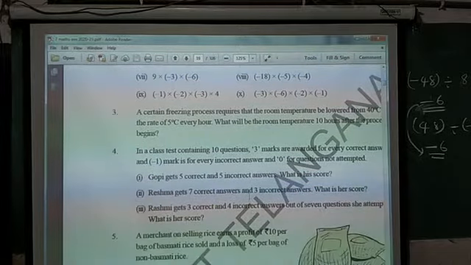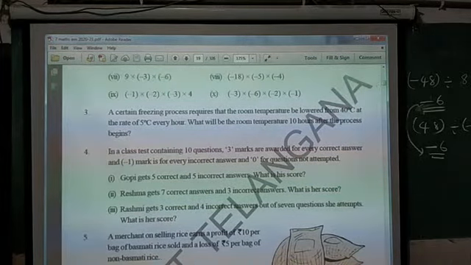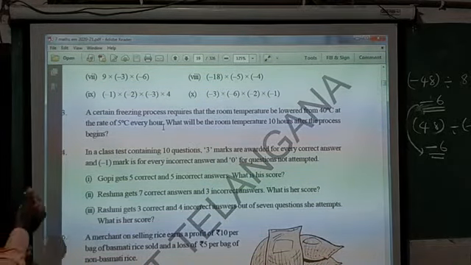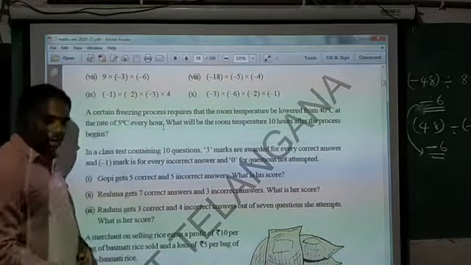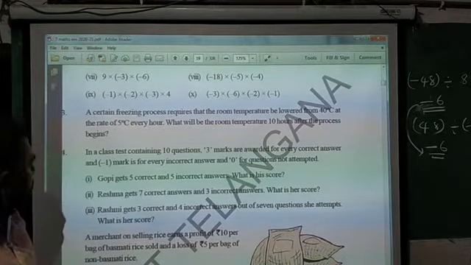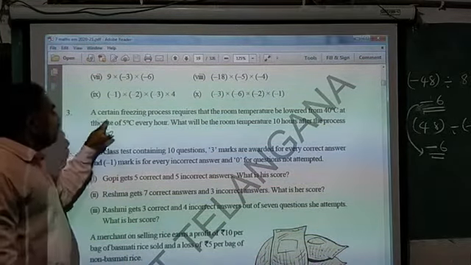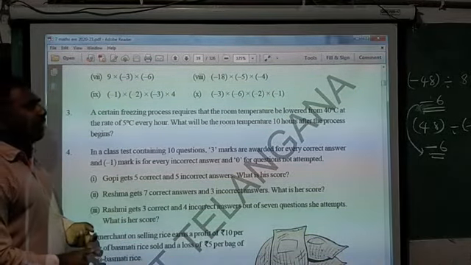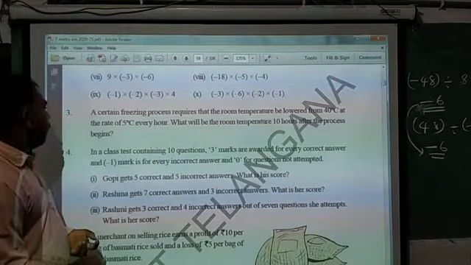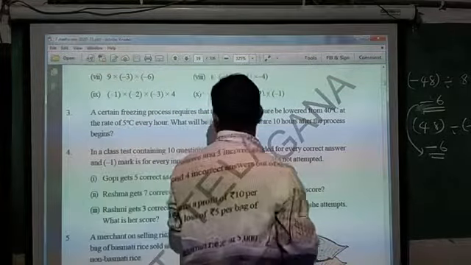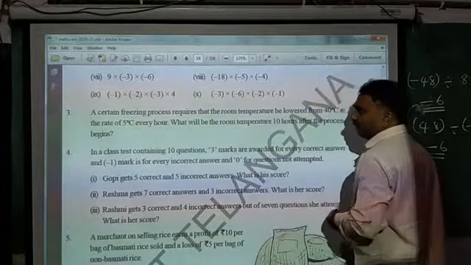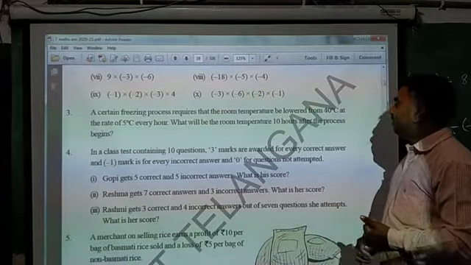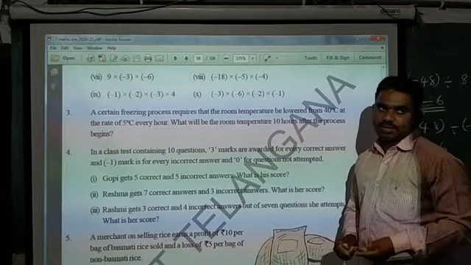Now the third bit. What is the third one? Try to understand here. I will explain it to you, listen to it, afterwards you need to do this. This is also your homework only. The third question is: a certain freezing process requires that the room temperature be lowered from 40 degrees at the rate of 5 degrees every hour. What will be the room temperature 10 hours after the process begins?